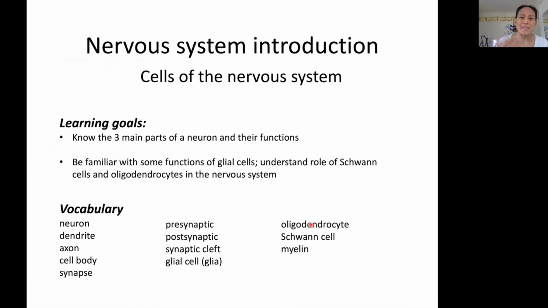All right, so that basically wraps up our introduction to the cell types of the nervous system. Here are your learning goals, pretty straightforward. And then here's your vocabulary. So basically all the parts of the cells and so on.